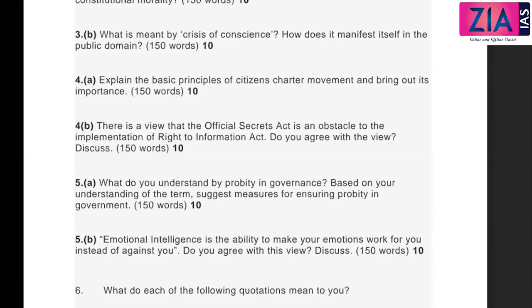Okay, 5A, direct question. What do you understand by probity in governance? We just discussed this in the last week only. Do you want any explanation here with respect to probity in governance? We have also discussed good governance. We have discussed 8 principles of good governance given by World Bank. So what do you mean by this?